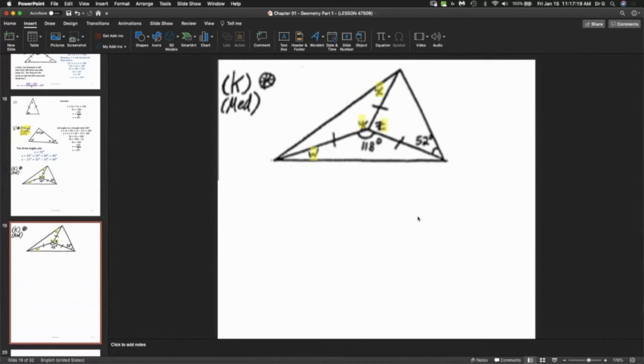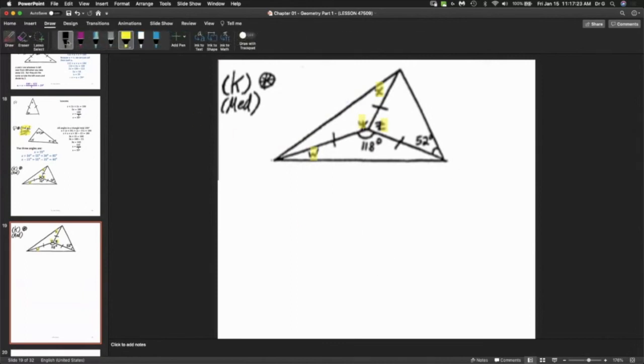Let's get it nice and big here. So my advice to you here is to notice that there are three triangles that are separate. There are three different triangles, and they are isosceles.